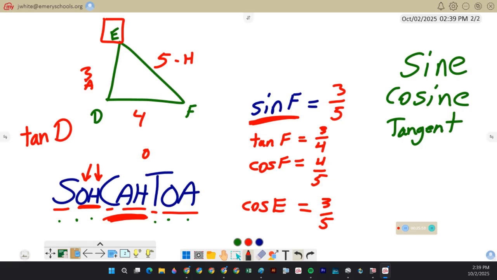Okay. What about the tangent of D? Don't you have to switch the H? No, the H stays.